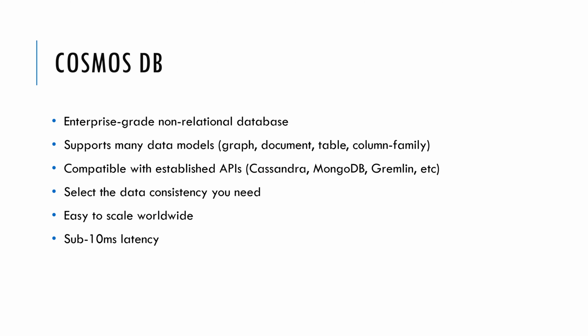Cosmos DB is an enterprise non-relational database. It supports many data models such as graph, document, table, and column family. It is compatible with established APIs such as Cassandra, MongoDB, or Gremlin, etc. It lets you select the data consistency you need. It is easy to scale worldwide and it has sub 10 milliseconds latency.